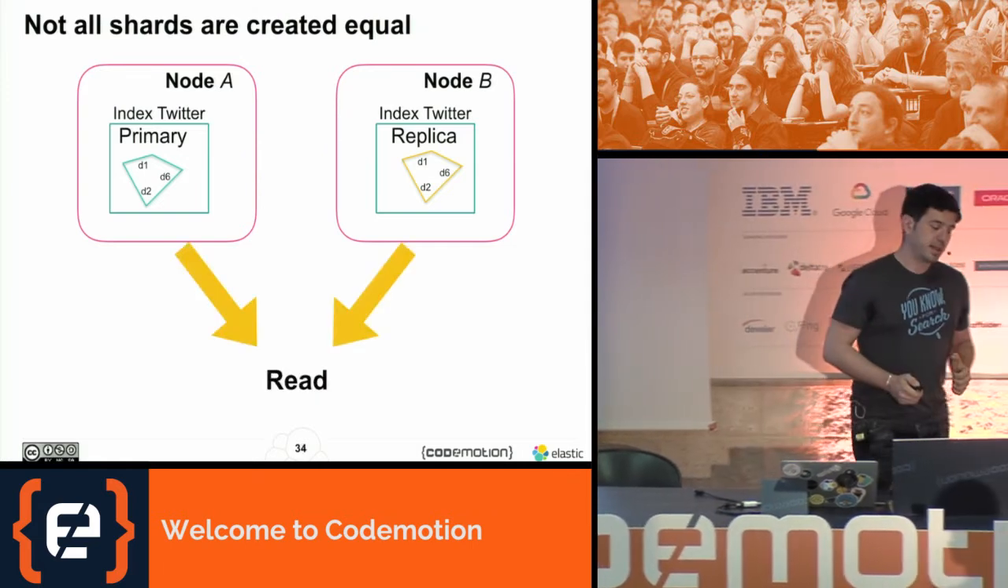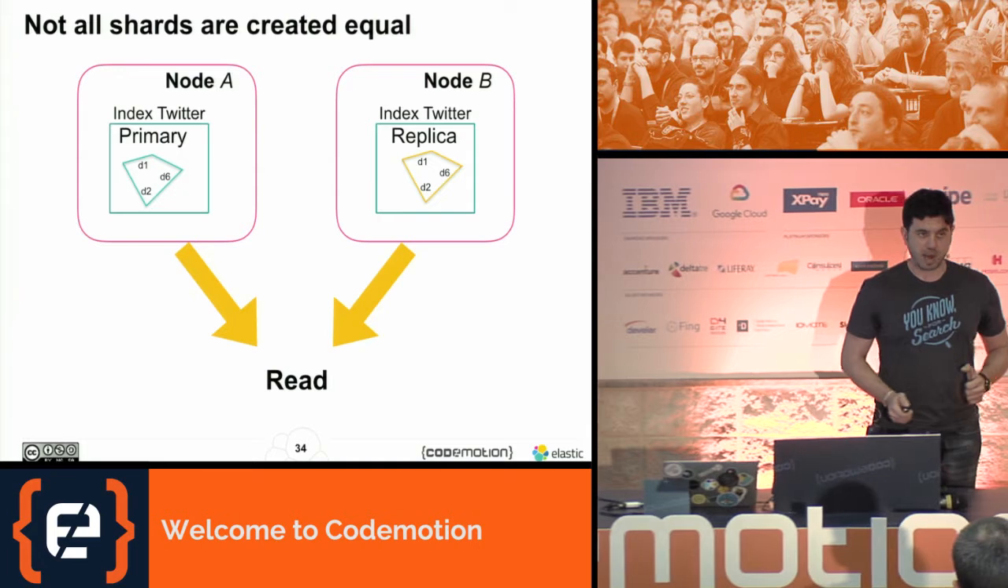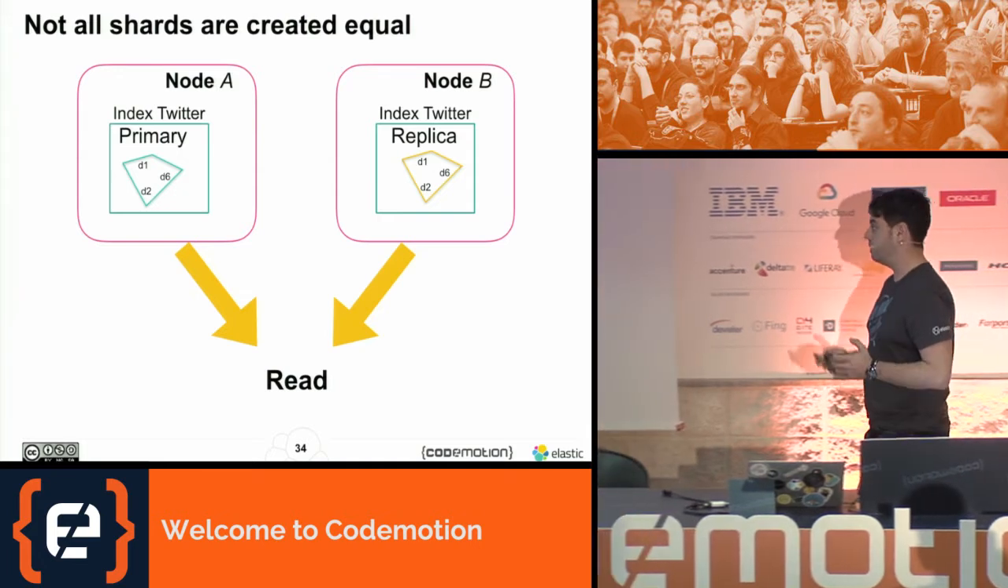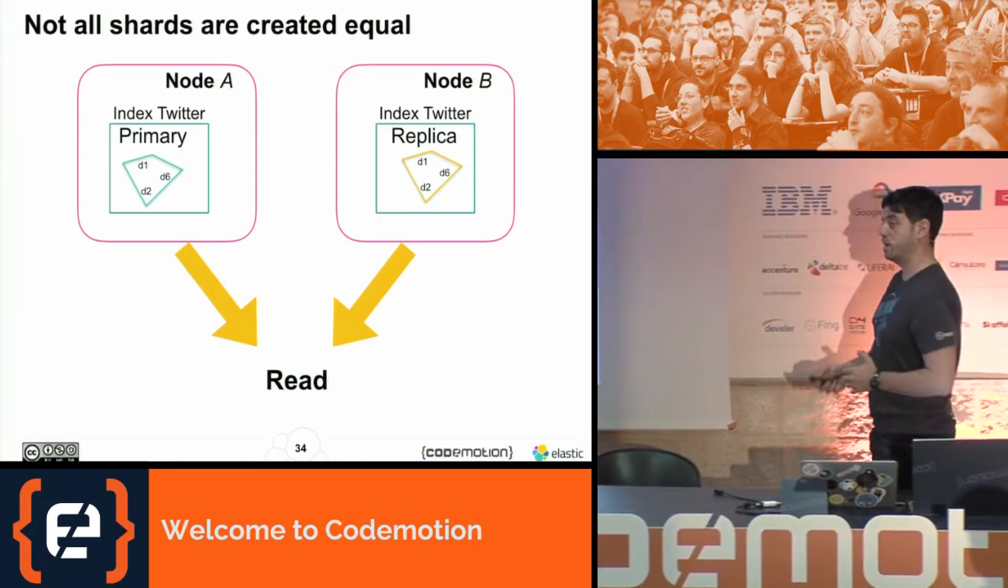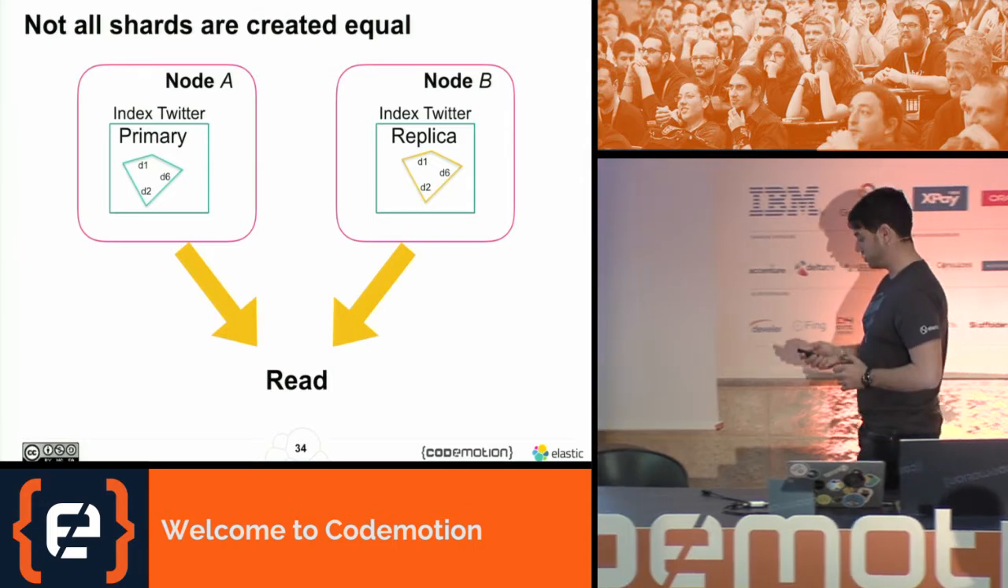When we read instead, we can leverage both primary and replica. So that gives you an idea that we can scale the read throughput by playing with the replication factor.